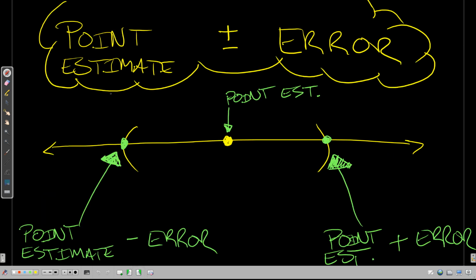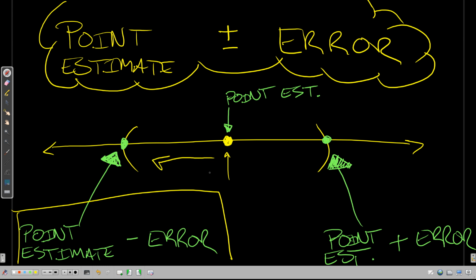Okay, so up here in the cloud at the top, it says point estimate plus or minus the error. We need to consider both of them, right? And to calculate the number on the left, the green dot, I would have to take that point estimate, which is the number here in the middle, and then subtract away the error, and you're at that green dot. Or if you take the point estimate and add the error, then you're over here at the other side of our confidence interval.